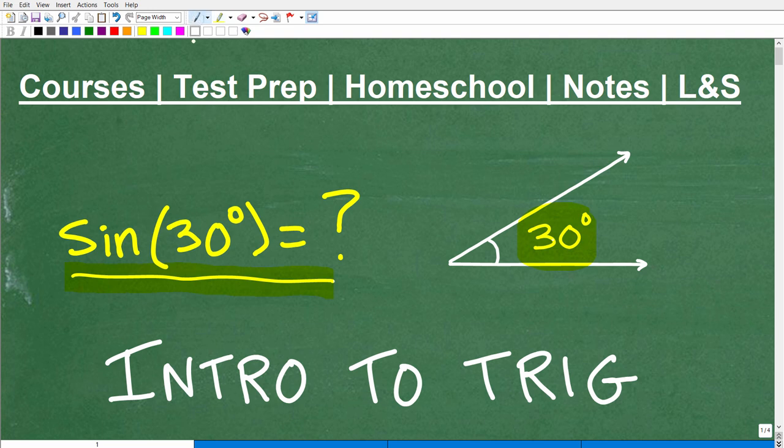Now, a lot of you that are kind of new to trigonometry or you've never seen trigonometry before won't even know what this means. To a lot of people, this is the word sin. You might think it's a sin to do math. It's not a sin to do math. Math is fun if you didn't know.